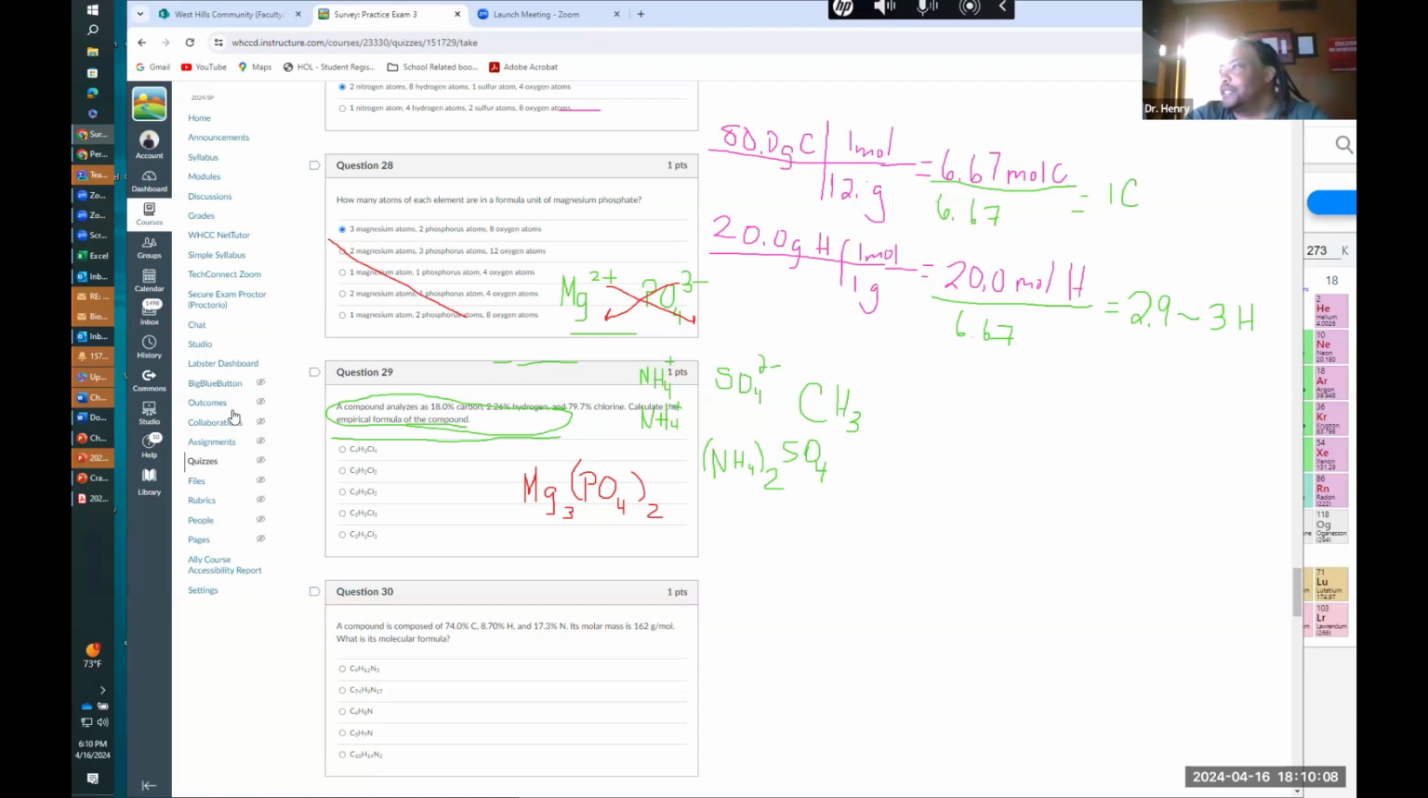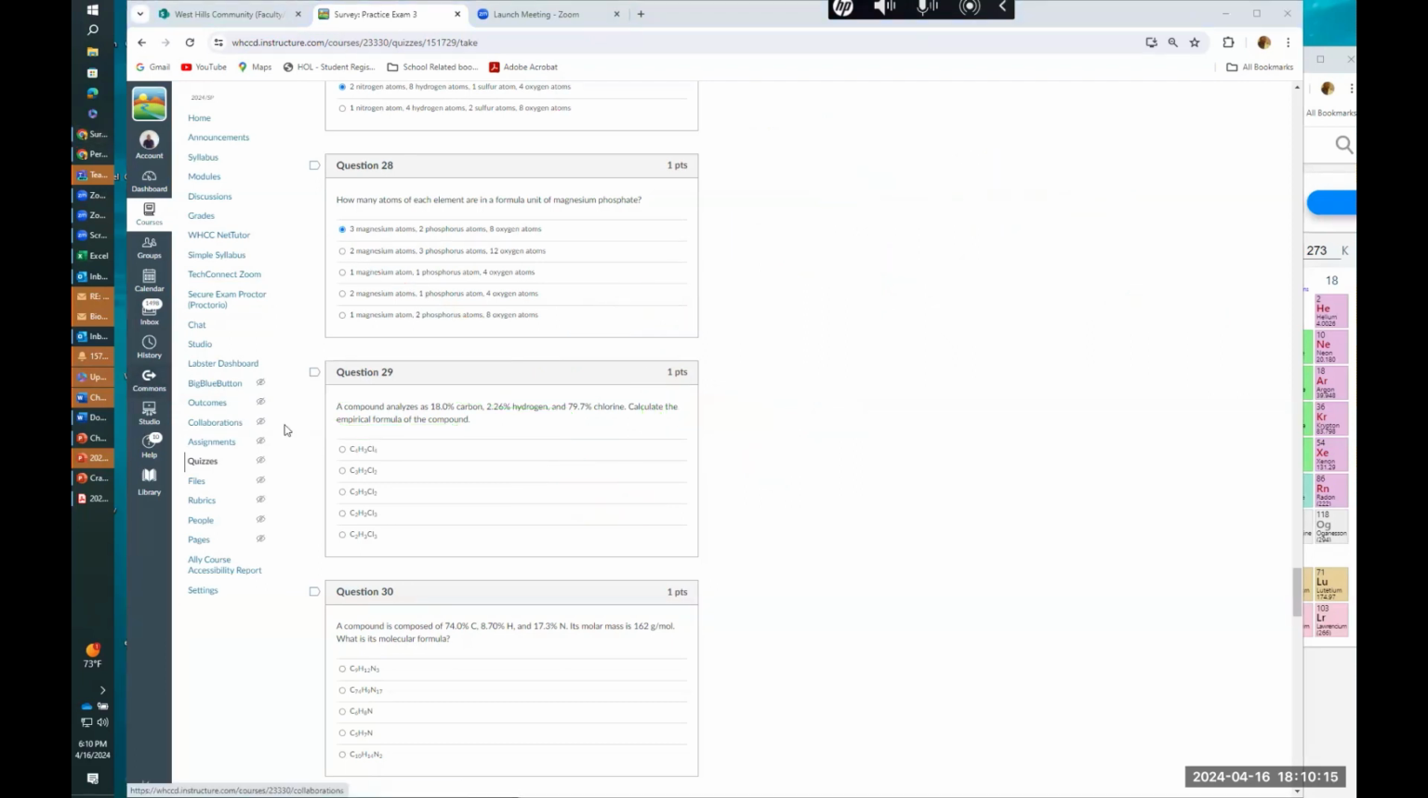Ready for the next one? Let's go. A compound analyzes as 18.0% carbon, 2.26% hydrogen, and 79.7% chlorine. Calculate the empirical formula of the compound. So how do you think we're going to do it? Like that other one, right? That's right, exactly like that other one.